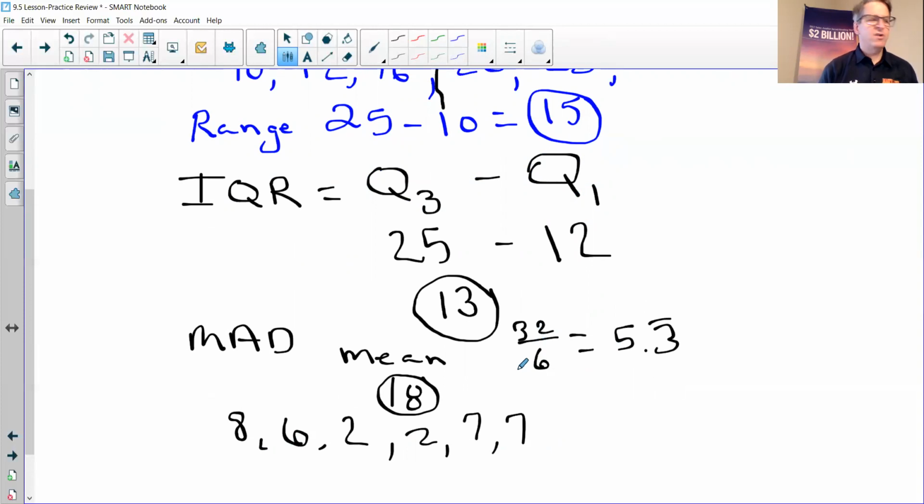So what does the range mean? The range means the prices vary by no more than $15. The IQR means that the middle half of the prices vary by no more than $13. I should put that dollar sign there. And the MAD means that the admission prices differ from the mean by an average of $5.33. So this is $5.33.